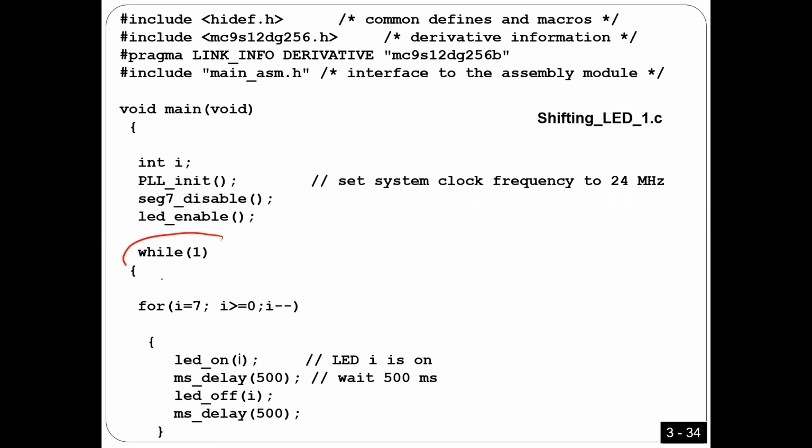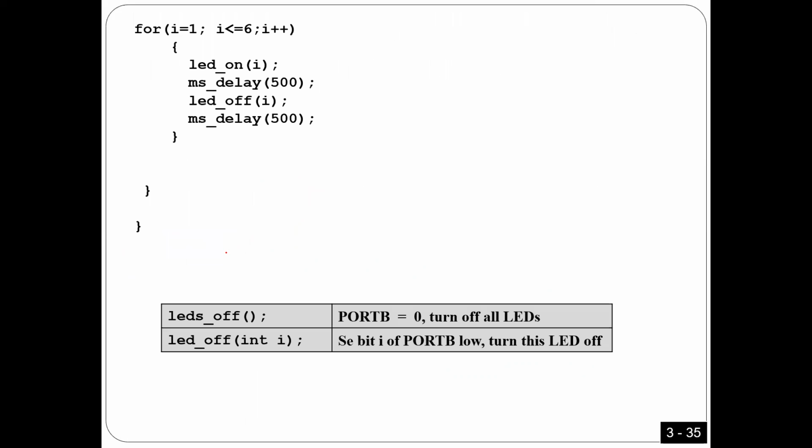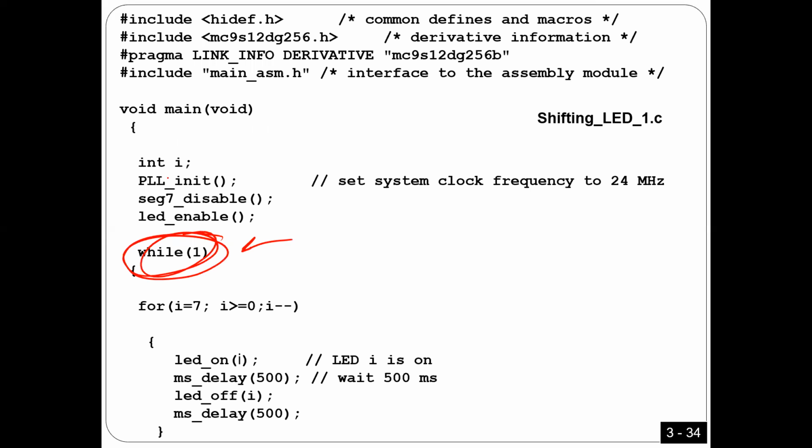Now we have an infinite loop here. This is the beginning of the loop, and this is the end of the loop. Inside this infinite loop, I'm not going to create an array. This is the main difference between this idea and the previous idea. Here there is no array, there is no pattern.